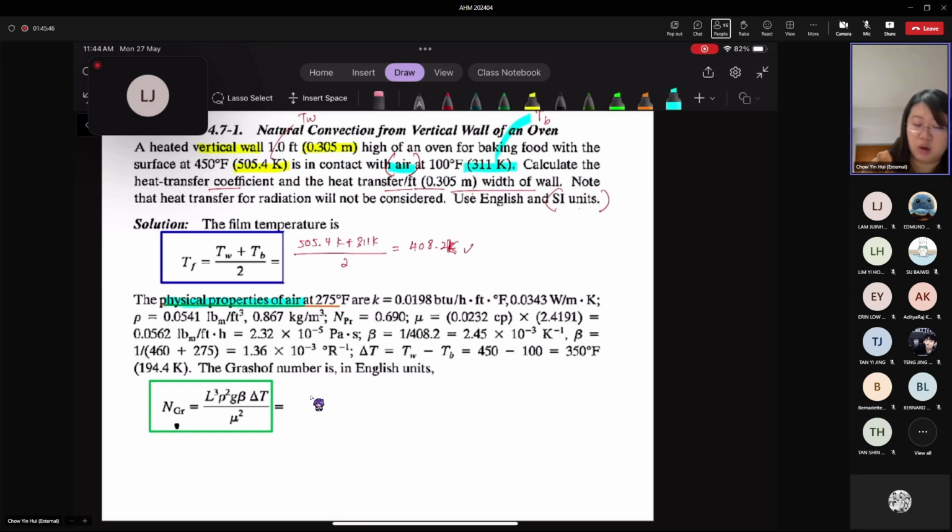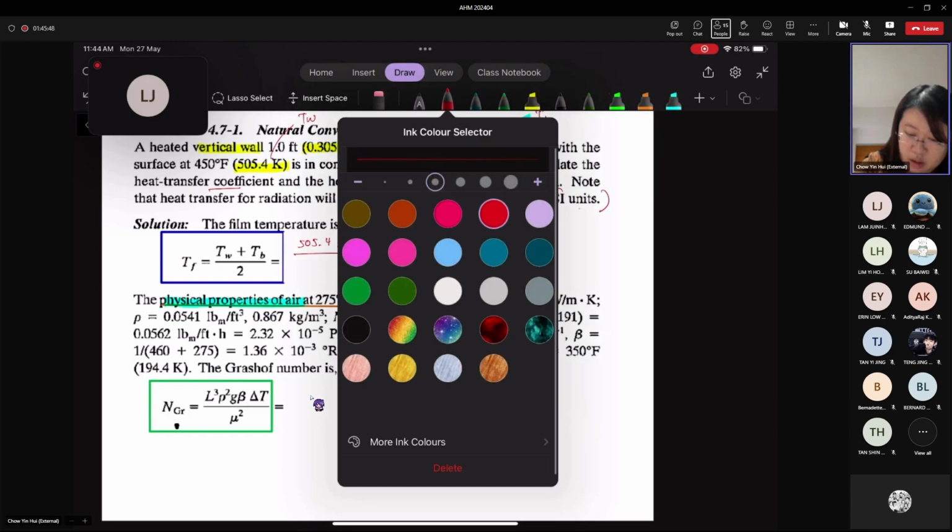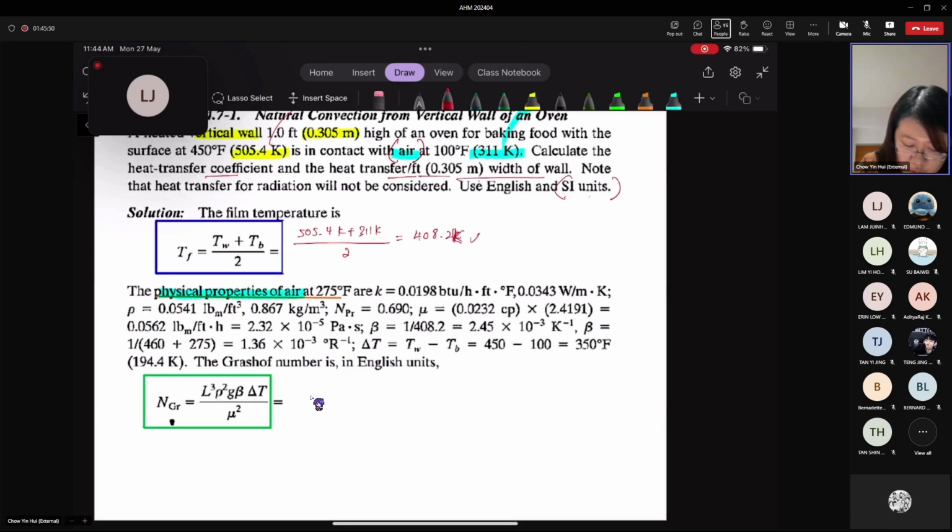Oh, all is in, let me see here. It's in English unit here, I think. Oh, okay, yes, there are those in SI unit. Okay, I can see now. The density, if we evaluate it at 408.2 Kelvin, the density of air is 0.867 kilogram per meter cube.